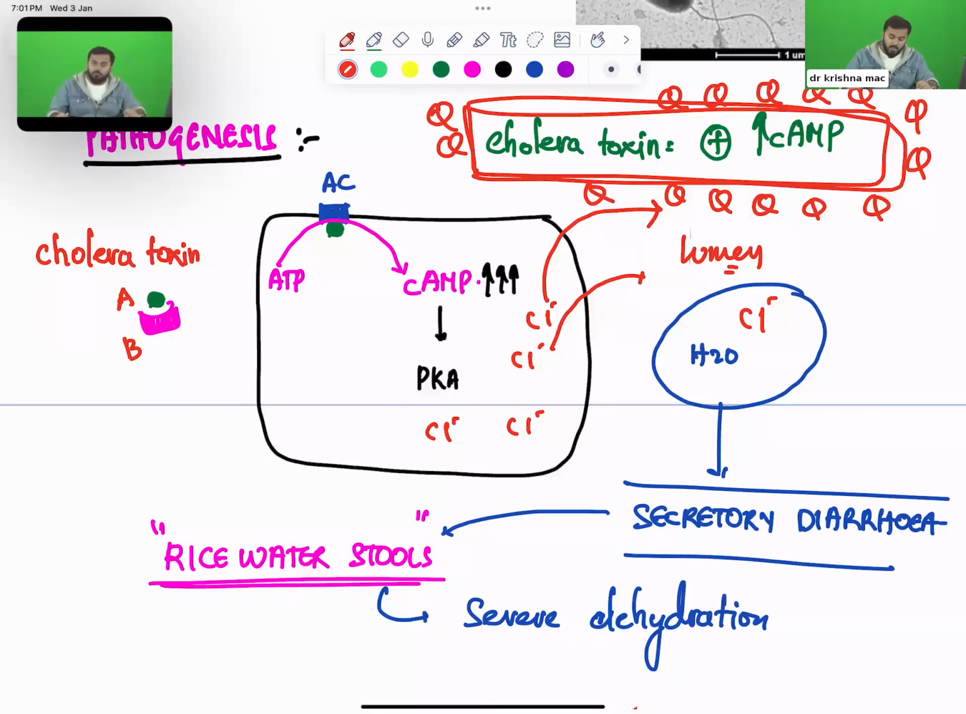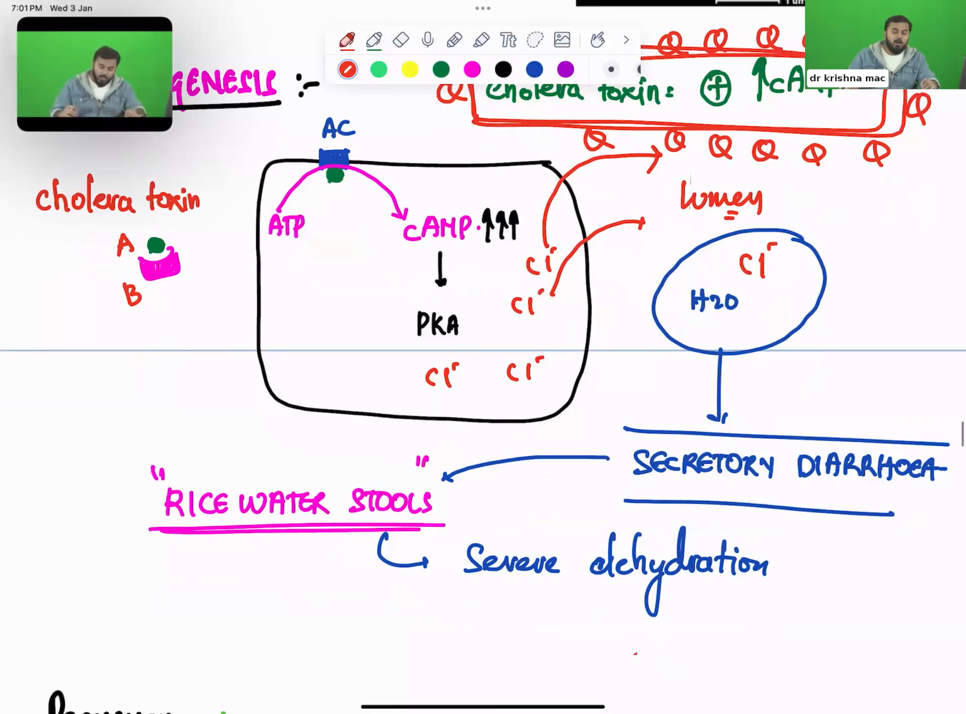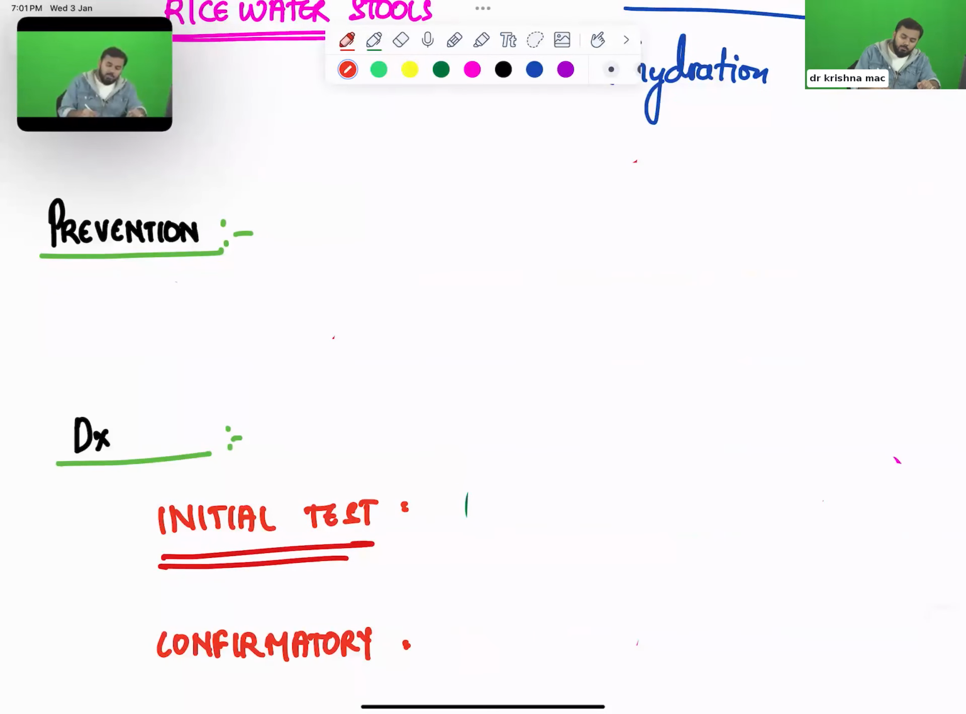Clear all of you? Now coming to prevention, how do you prevent this? It is a very simple thing. Stop eating contaminated food and drinking contaminated water and all. That is the preventive method which we use. But when it comes to the vaccine, the vaccine which you use here is a live attenuated vaccine.